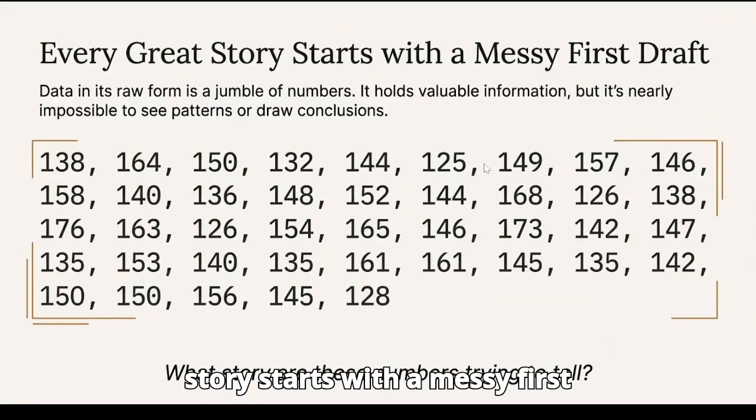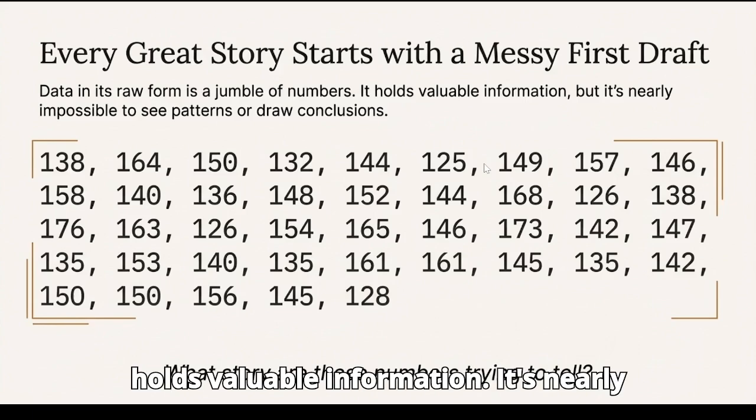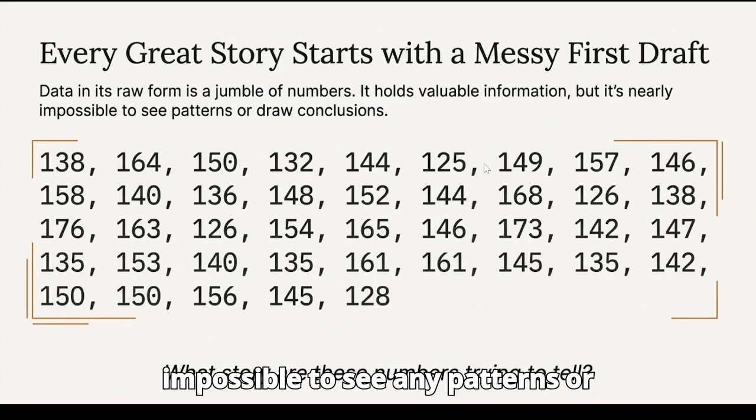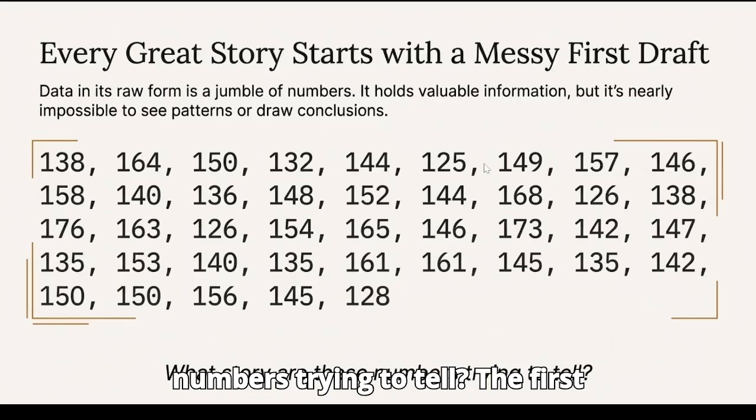We know that every great story starts with a messy first draft. Here we have data in its raw form. It looks like a jumble of numbers, but it holds valuable information. It's nearly impossible to see any patterns or draw conclusions from data in its raw form. What stories are these numbers trying to tell?